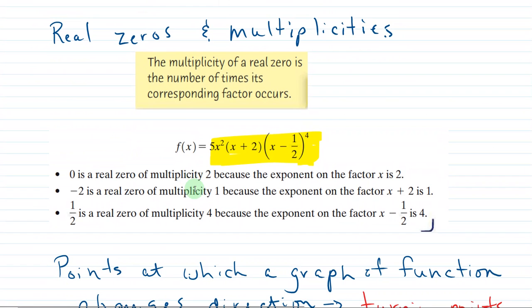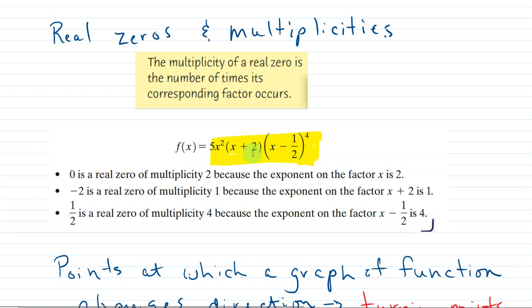Let's see. Real zeros and multiplicities. The multiplicity of a real zero is the number of times its corresponding factor occurs. So if you look at this one, here's a factor, here's a factor, here's a factor. This 5x to the second power would just give you 0 as one of your solutions or your zeros. And on that one, there's an exponent of 2, so it has a multiplicity of 2. So 0 has a multiplicity of 2.